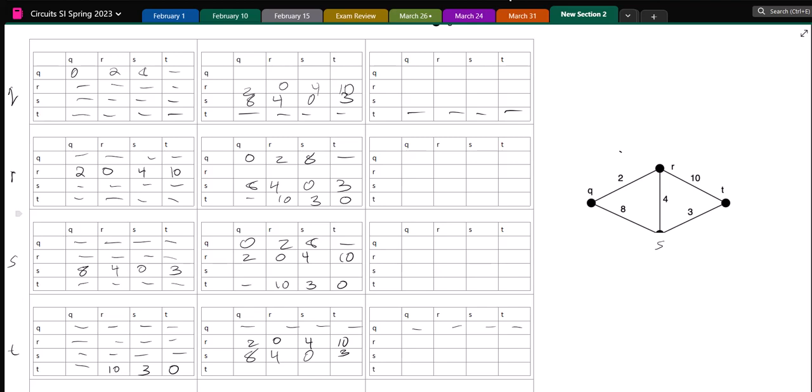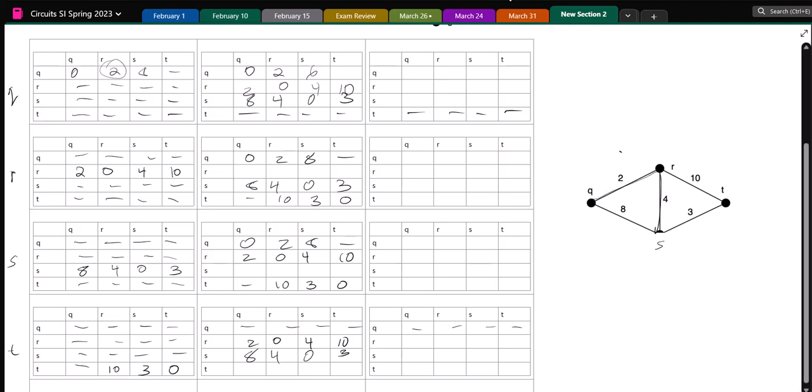Okay, so for Q, it's never going to be smaller than 0. To R, we're not going to get smaller than 2, so we don't need to check that. Now to get to S, let's see. If Q goes through R, it takes 2 to get to R, and R takes 4 to get to S, so 2 plus 4 is 6. Does that make sense from our graph? Q to S is 4. Yes, that makes sense from the graph.